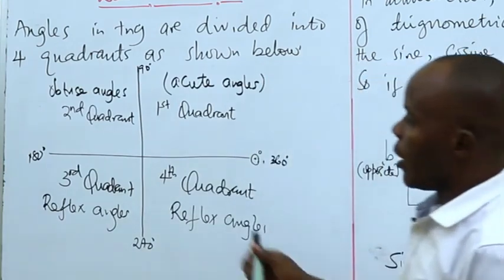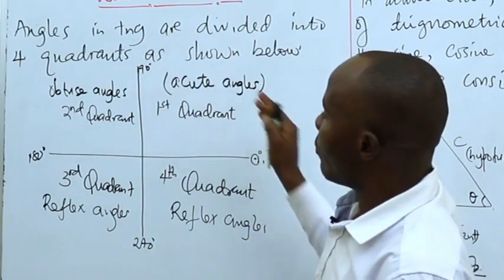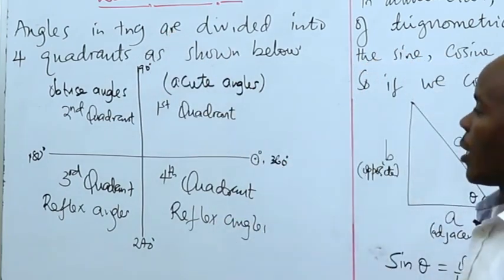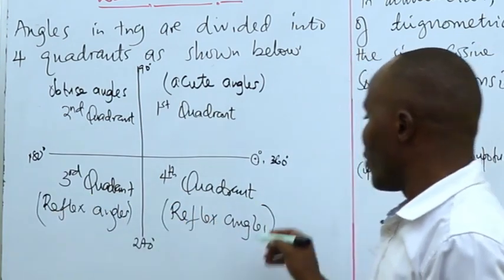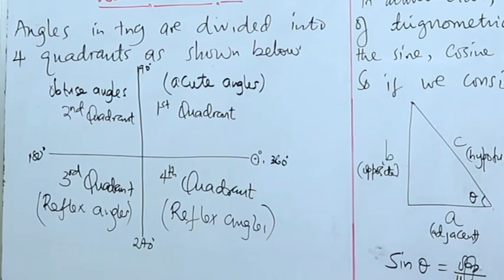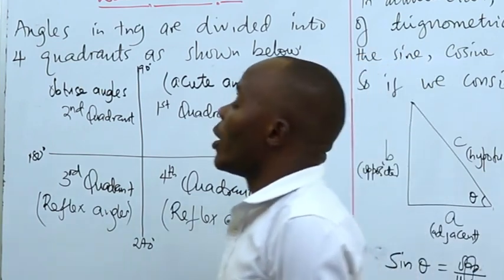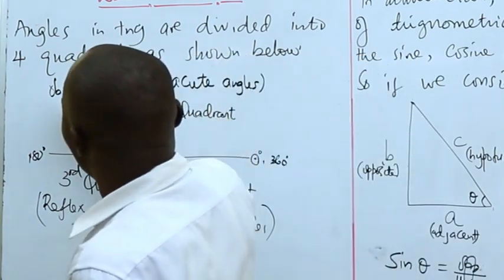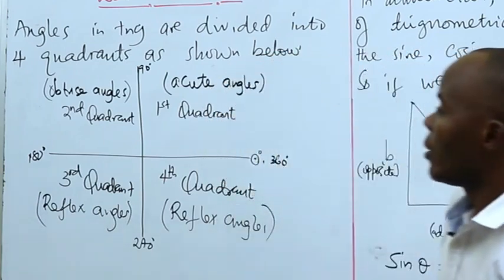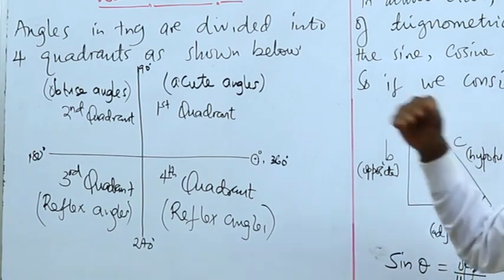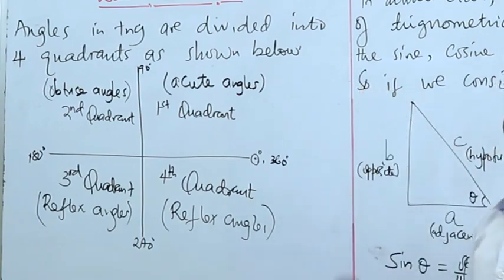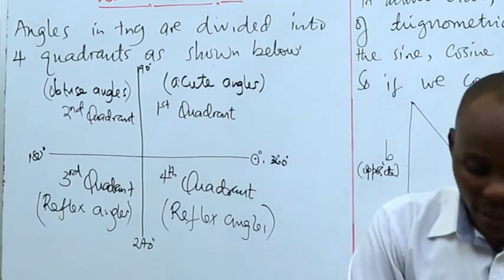Now, a quick reminder, I've said angles in trig are divided into 4 quadrants. We have the first quadrant having angles between 0 and 90. We have the second quadrant, the ones with angles between 90 and 180. Then we have the third, angles beyond 180 up to 360 degrees.